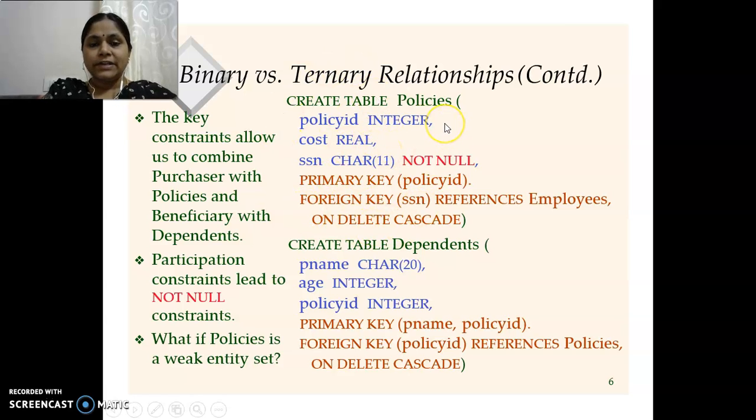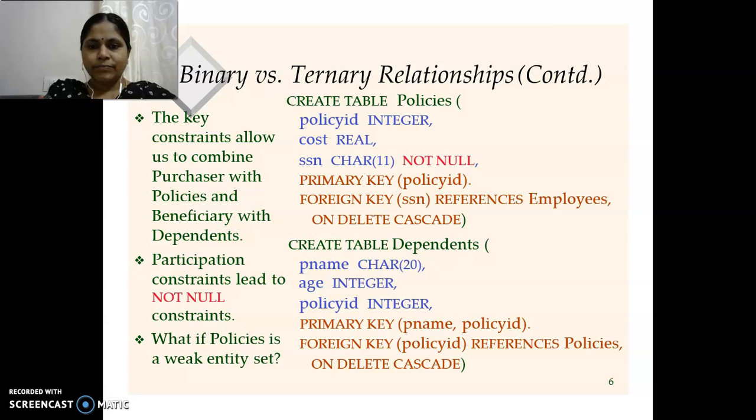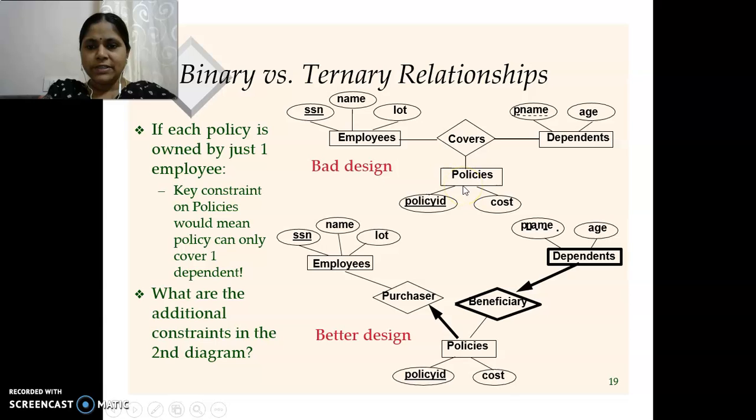Now, the relationships, as we have seen in the previous slide, can be converted into tables like this. Create table policies with policy ID, cost, SSN, primary key, and what is the foreign key. Like this, the entire ER diagram we can convert in the form of a table like this. So policy ID is the primary key here. Then SSN is the foreign key for the policies table. Policies table, SSN is the foreign key in this diagram.